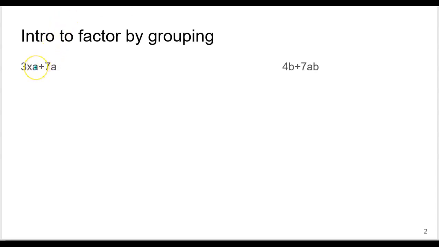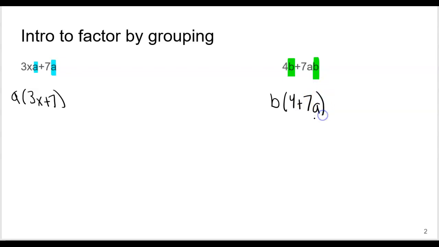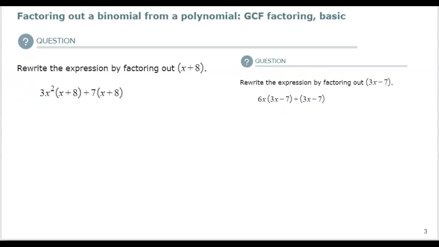just like we did with factoring out a greatest common factor, this is a similar idea. Both of these terms have an A, so when I pull out an A, I'm left with the 3x plus 7. Both of these terms have a B, so when I pull out a B, I'm left with 4 plus 7a. What makes this different is sometimes, instead of just an A, we may have something more than an A.